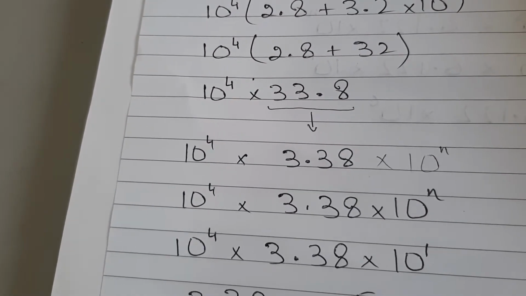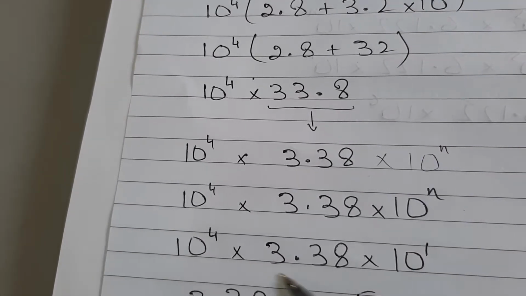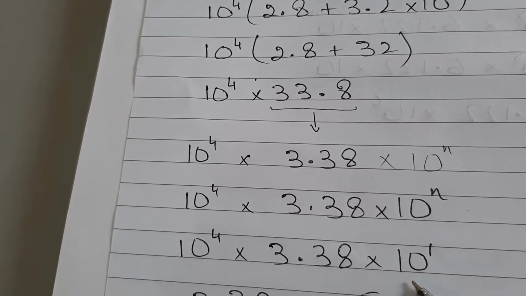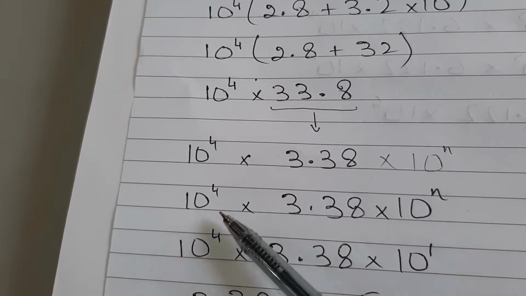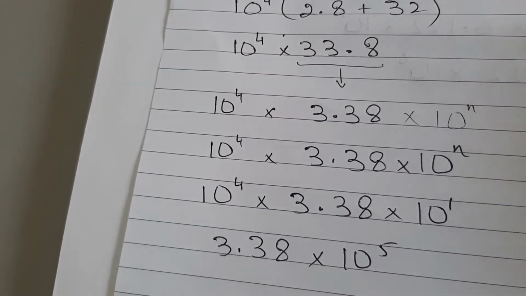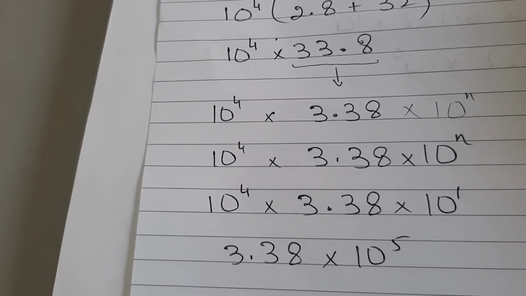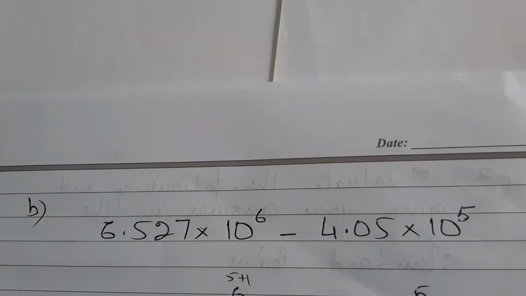After this, you will apply the law of indices. You see they are all multiplying now, and the base is 10, so the powers will add up. So 4 plus 1 is 5. So this one will be your standard form. So let's see another example.